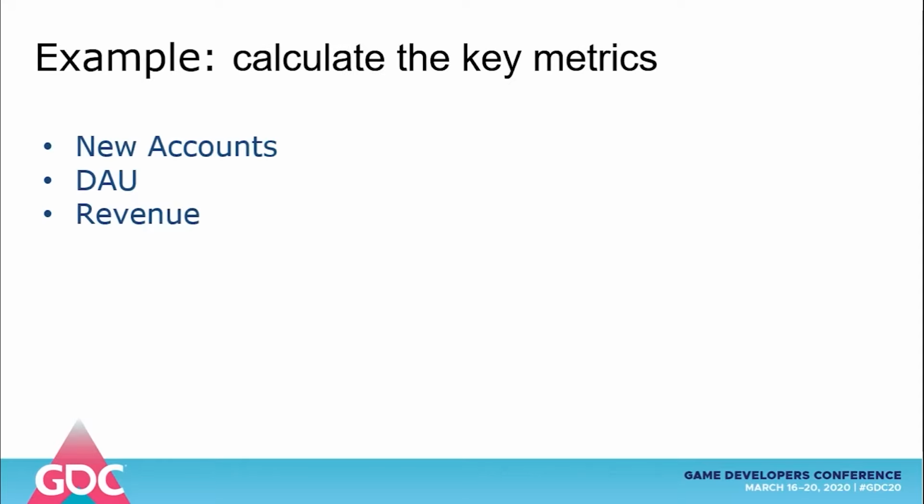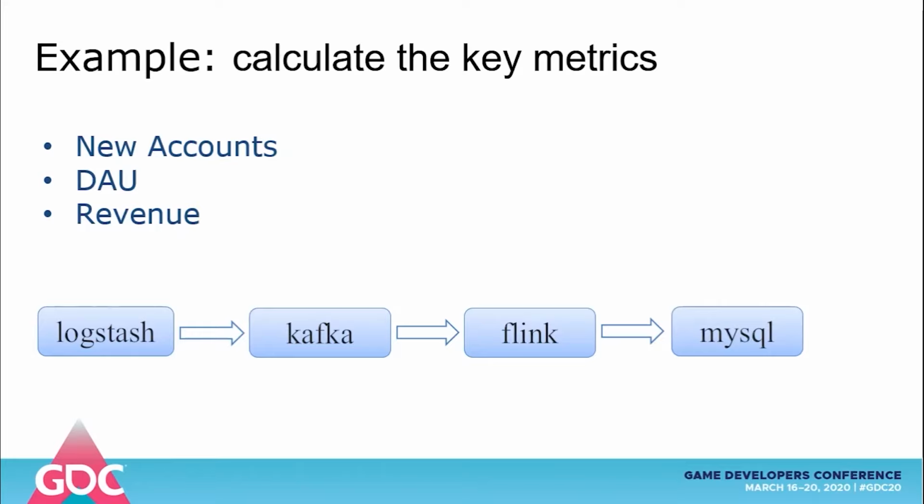Thanks, Lei. Let's start with a commonly seen case as an example. How to calculate key metrics such as new accounts, DAU, and revenue. Following what we have discussed before, the first step is to build a pipeline. We use Logstash to collect logs, Kafka to transfer them, and Flink to calculate and analyze them. The result of computation is written into a MySQL database. Then we can get the desired result by querying the database.